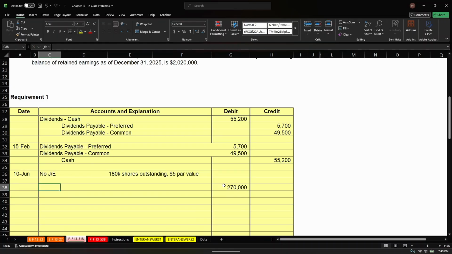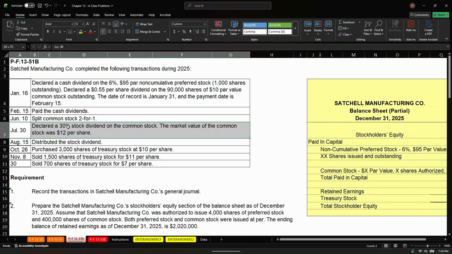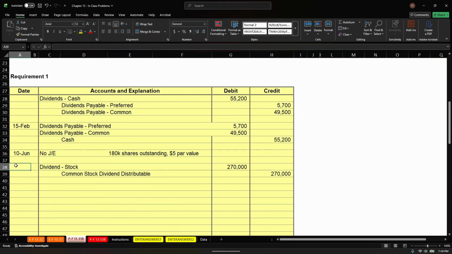Okay, so this is going to be basically stock dividend, right? Because we had dividend cash here. This is stock dividend. And we're going to have basically common stock dividend distributable. And that's the value. Okay, so that's what we do when we declare this on July 30th.